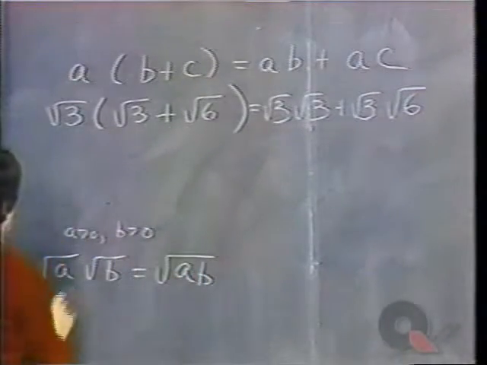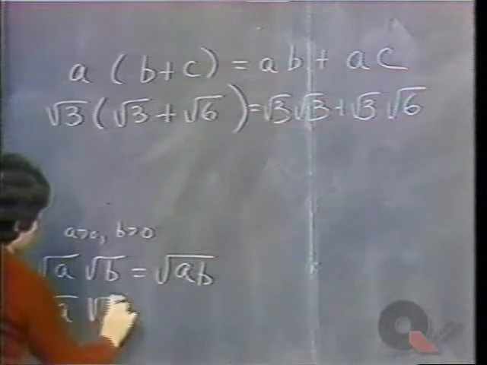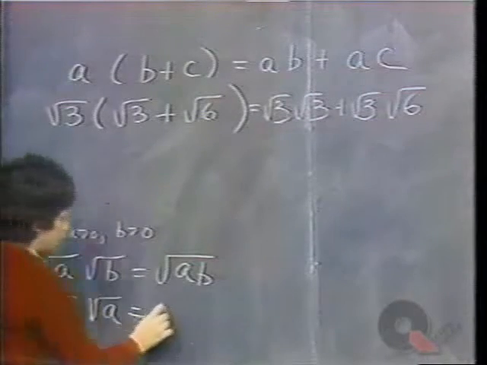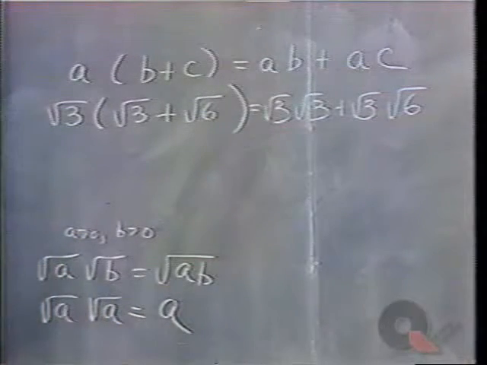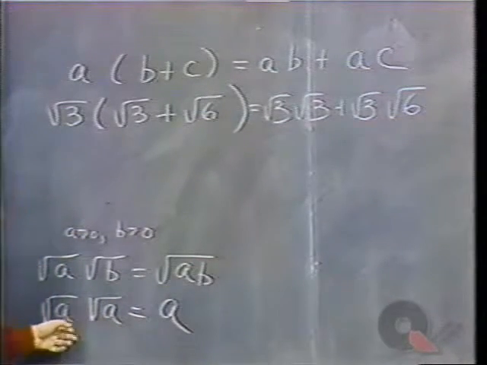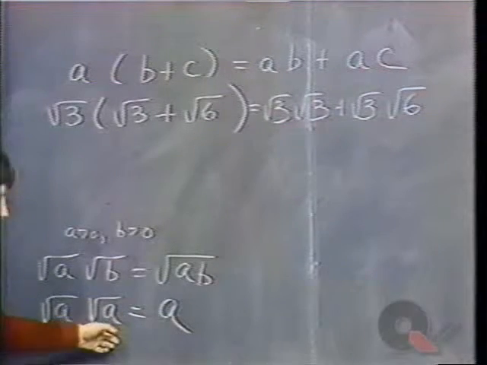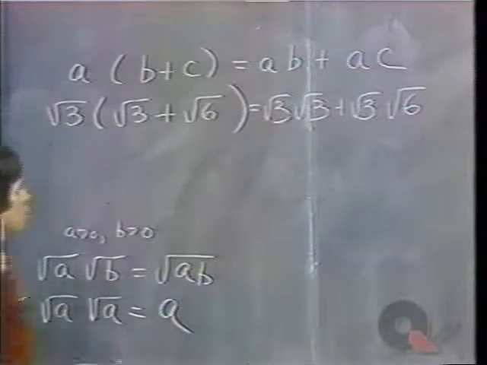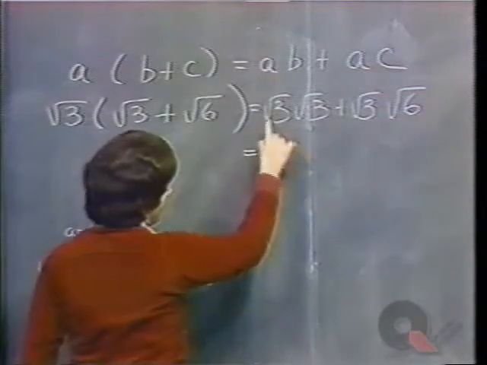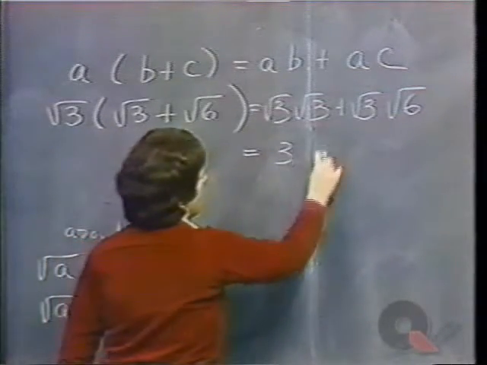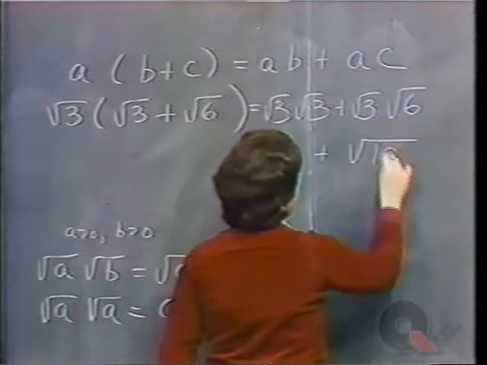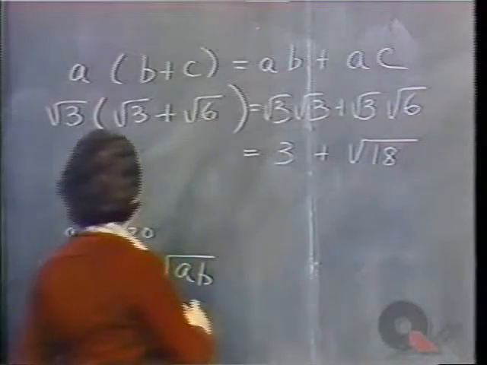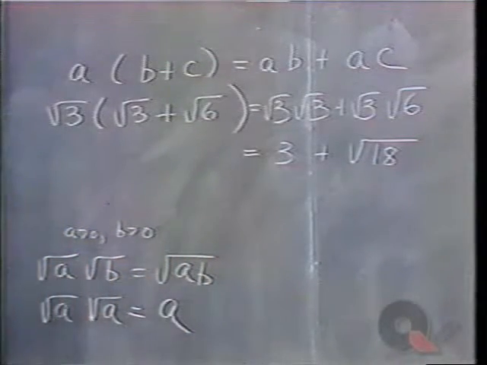Or you can simply say the square root of A times the square root of A is the square root of A squared, and if A is positive, that is just A. Whereas this is a special case. When you're taking the square root of a number times the square root of that same number, it squares out. You just get the number that's under the radical sign. So for the square root of 3 times the square root of 3, we get 3 plus the square root of 18. This is the square root of 3 times the square root of 6, which is the square root of 3 times 6, or the square root of 18.